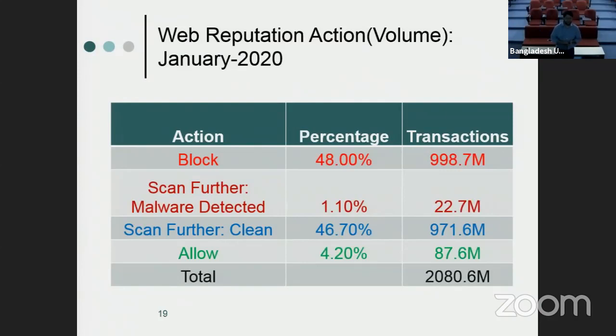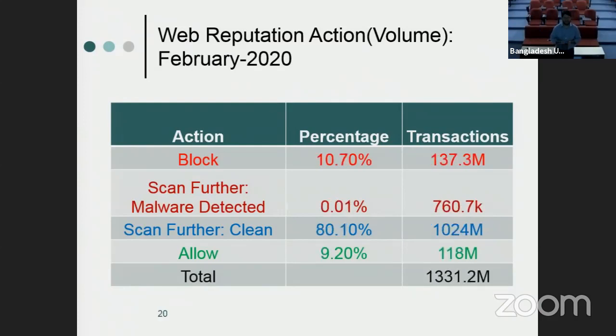In February, the last month, we again saw a decrease in data. We see a smaller total amount of data. The block rate is 10%, and the clean rate is 80%.